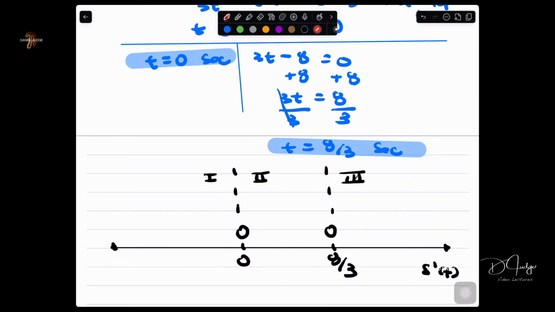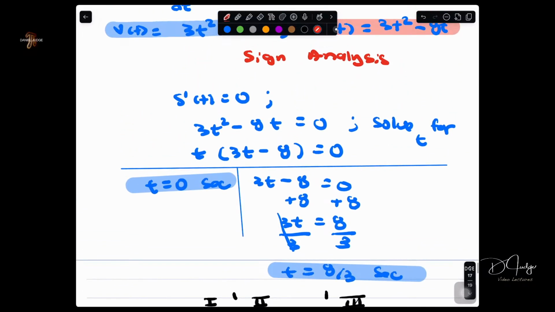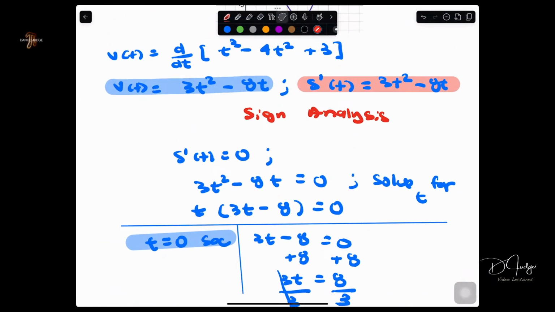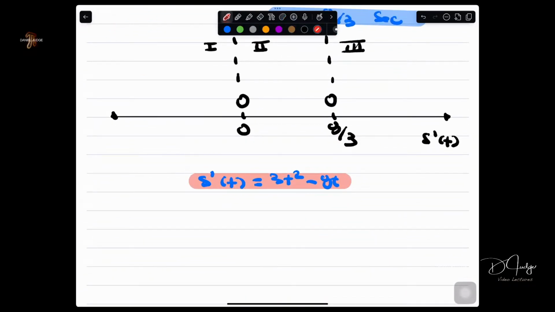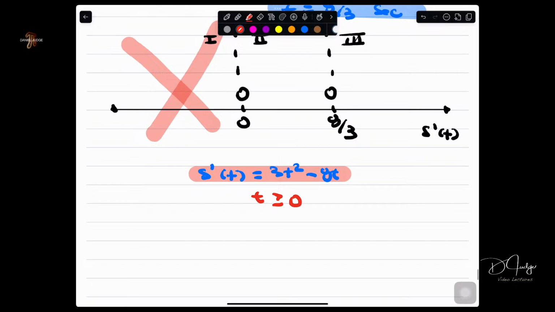T, again, is positive. So let's go back and remember, we're going to check the sign of this function. But the t values are actually greater than or equal to 0. So it means region 1 is thrown out because these are t values that are to the left of 0. And I recommend using the factored form in sign analysis. You guys will see how that can actually be beneficial.